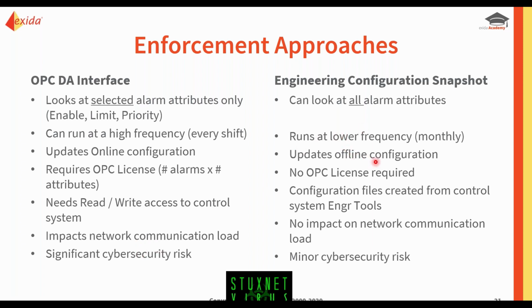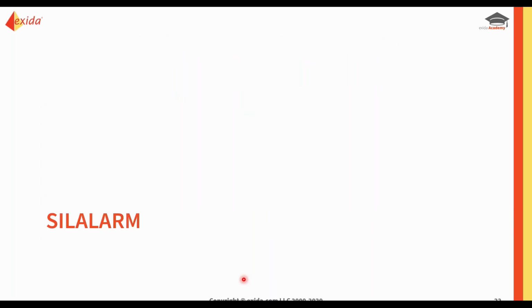The engineering configuration approach doesn't need access to the online running system. There is no OPC licensing required. It's working with the configuration files that come from the alarm system engineering tools. It does not have an impact on the network communication load, and its cybersecurity risk would be characterized as minor compared to the OPC approach. And in this day and age, one thing that the Stuxnet virus has taught us is we do need to think and consider cybersecurity when we're performing our analysis to figure out what is the best approach to use.